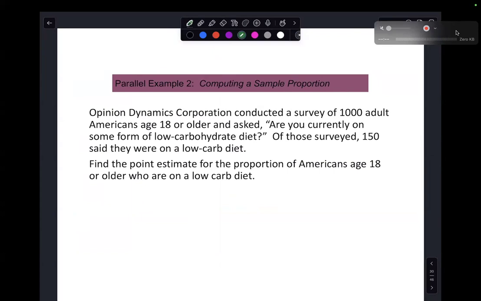So go ahead and try this one. Find your p hat. 1,000 adult Americans were asked, are you currently on some form of low carb diet? Of those surveyed, 150 said they were. So go ahead and find your p hat.